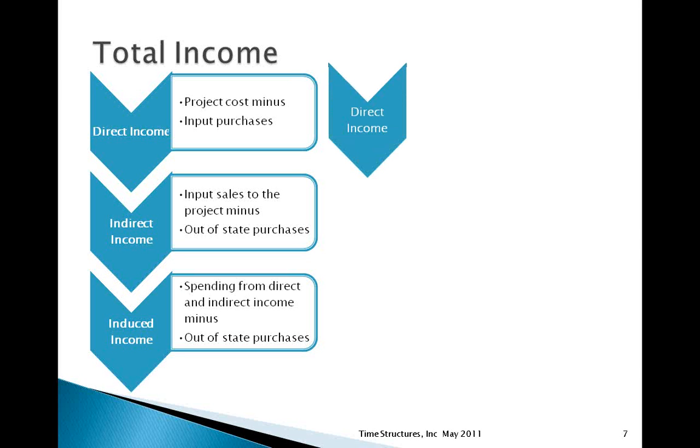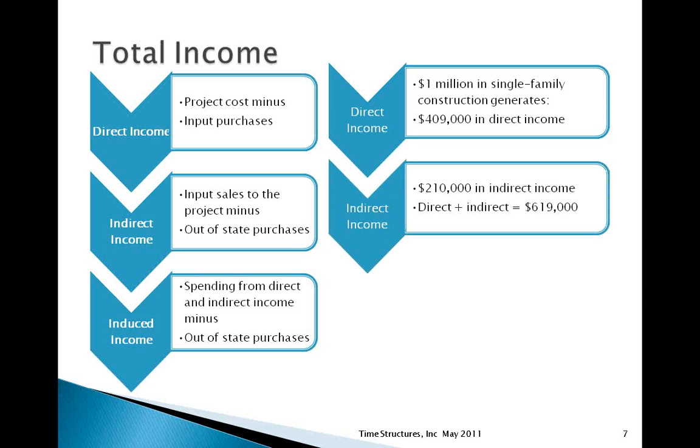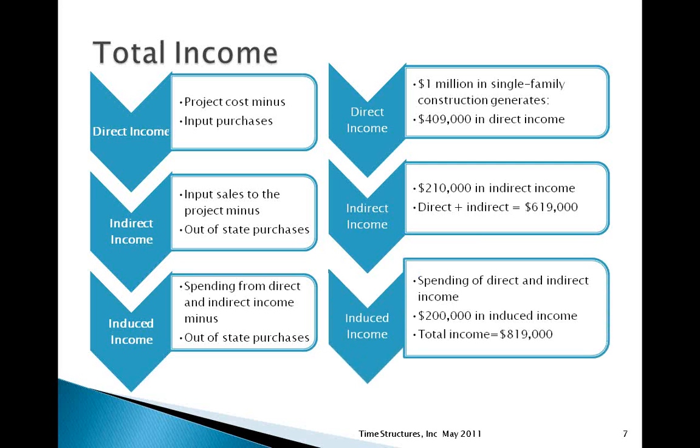Out of state may mean someplace else in the country, or it may mean internationally, maybe imports. So if we look at single-family housing, let's say you build $1 million worth of single-family homes, that generates $409,000 in direct income. It also generates another $210,000 in indirect income from in-state suppliers of lumber, concrete, and so on. So total direct plus indirect is $619,000. Then we take how much of that is spent within state businesses, and that becomes induced income. So that's $200,000 in induced income. We add all three up, and we get $819,000. So out of that $1 million, that's what ends up in the pockets of California businesses and their employees. That's the actual income component.